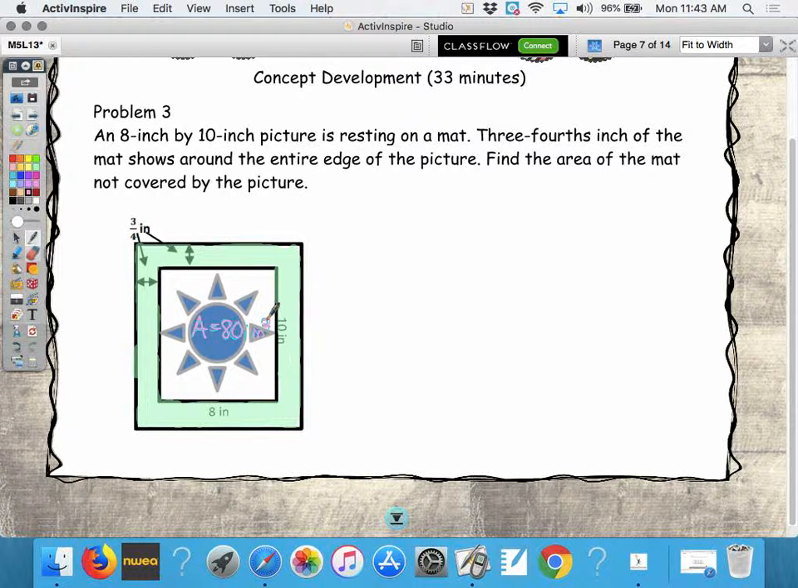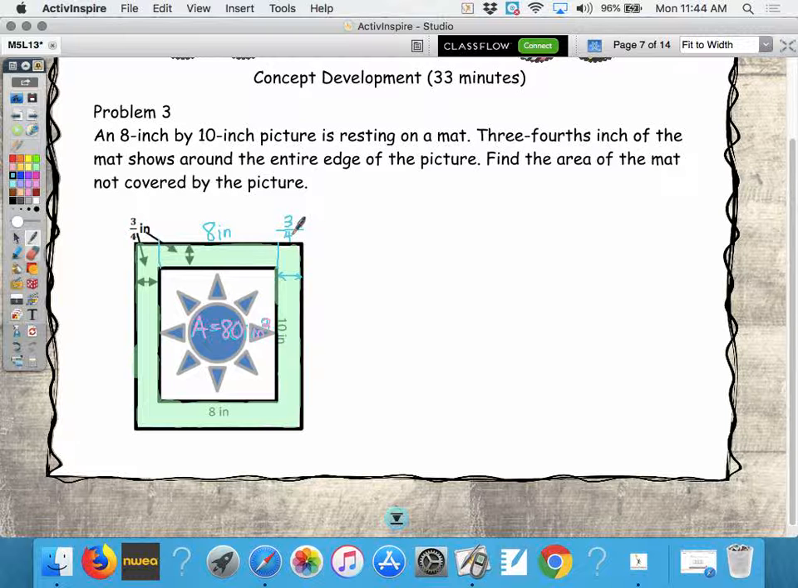Okay. So I have an idea. What if I were to extend this out to the edges? That way I could use my 8 inches right here. What do you think? Pretty good idea. So then that means how big is this? No, it tells you right here. 3/4. And so how big would this part be? 3/4. So I've got 8 plus 3/4 plus 3/4. We'll get back to that in a minute.